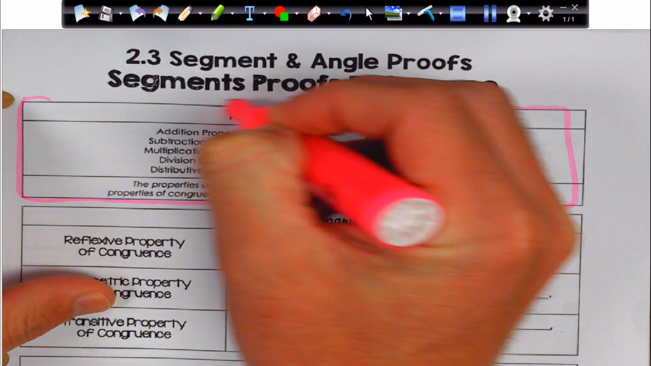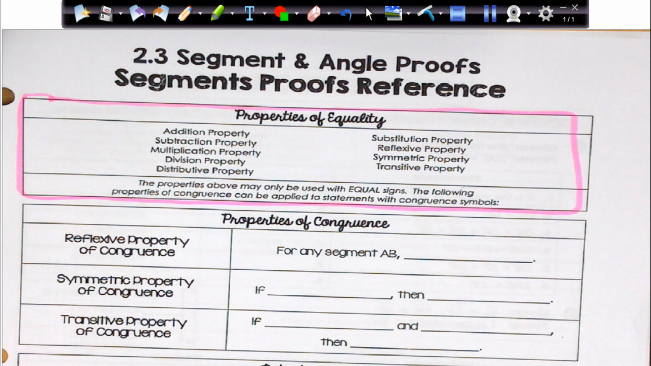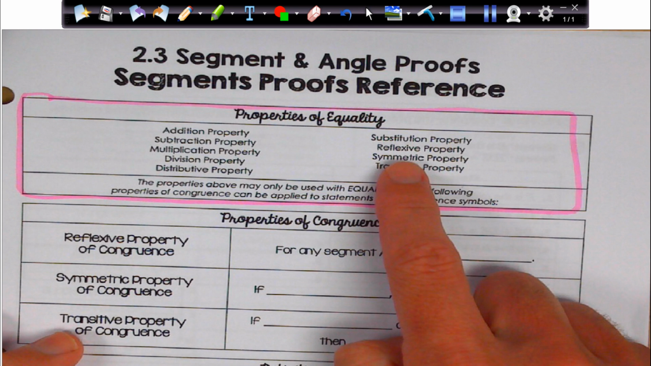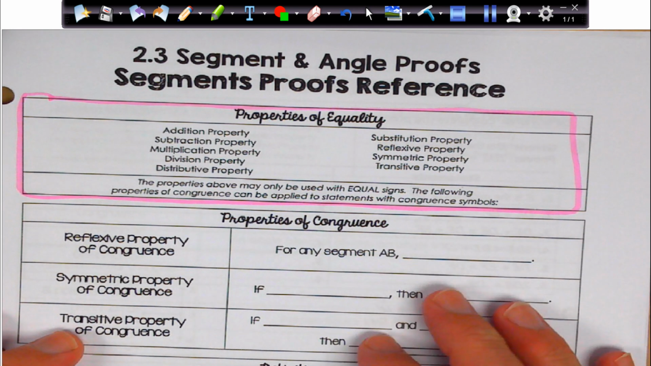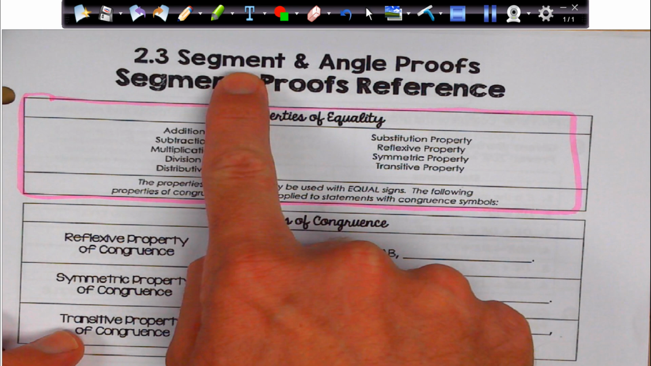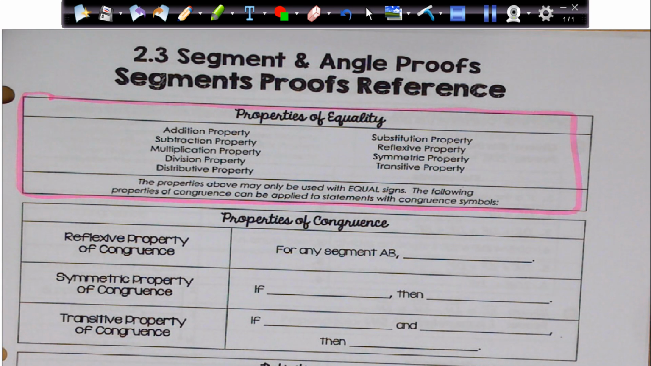Properties of equality were addition, subtraction, multiplication, division, distributive property, substitution, reflexive, symmetric, transitive property. All these things we could do within algebra. We can do some of these also with shapes, and we're going to be doing that with segments and angles today. But when we say equality, we're usually talking about measurements, right, or equal sign.